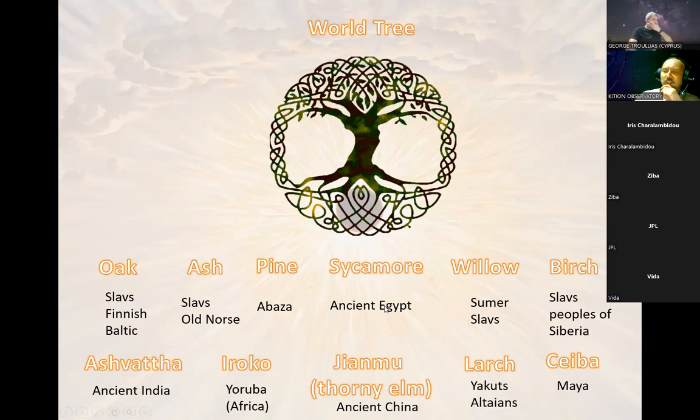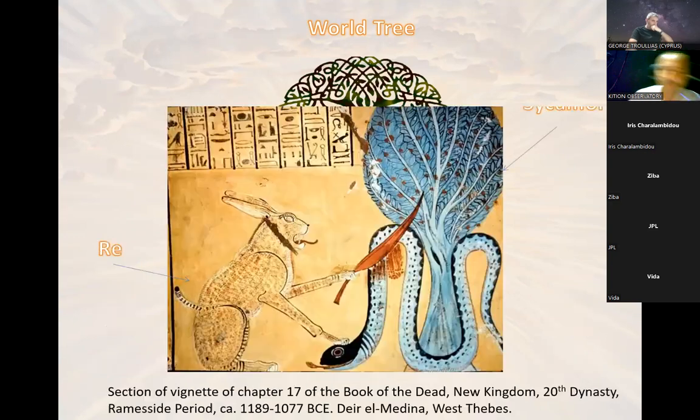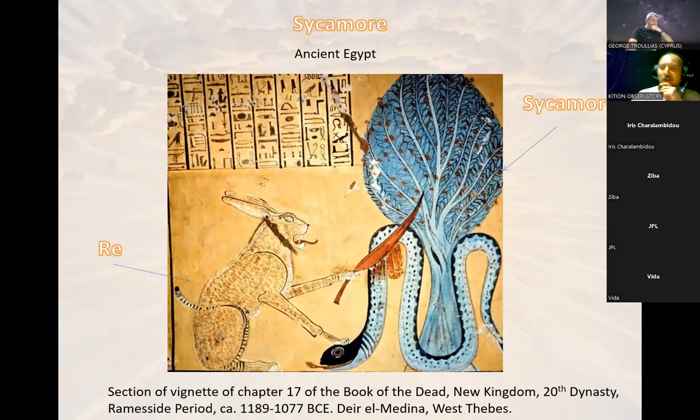sycamore in ancient Egypt is preserved very well because ancient Egypt was the first country where we met with writing, and in written form, sycamore is preserved till now. In Old Norse and in ancient India, in their mythology, we have a well-preserved world tree. Others are not so well preserved like these three. So let's make an excursus to different types of them.